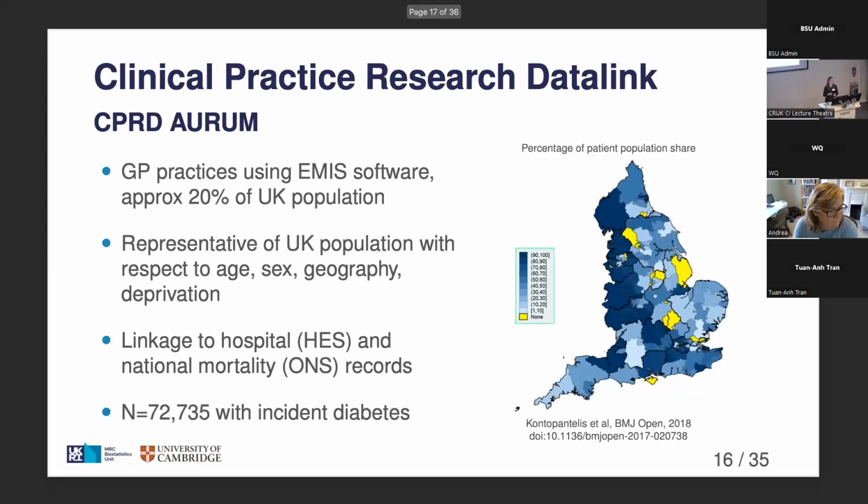The data Cedar's working with is data from the Clinical Practice Research Datalink, specifically their CPRD Aurum database. This consists of data from GP practices which use the EMIS software. And in total, there are over 70,000 people in this data set with incident diabetes. So this is the data set Cedar's working with.